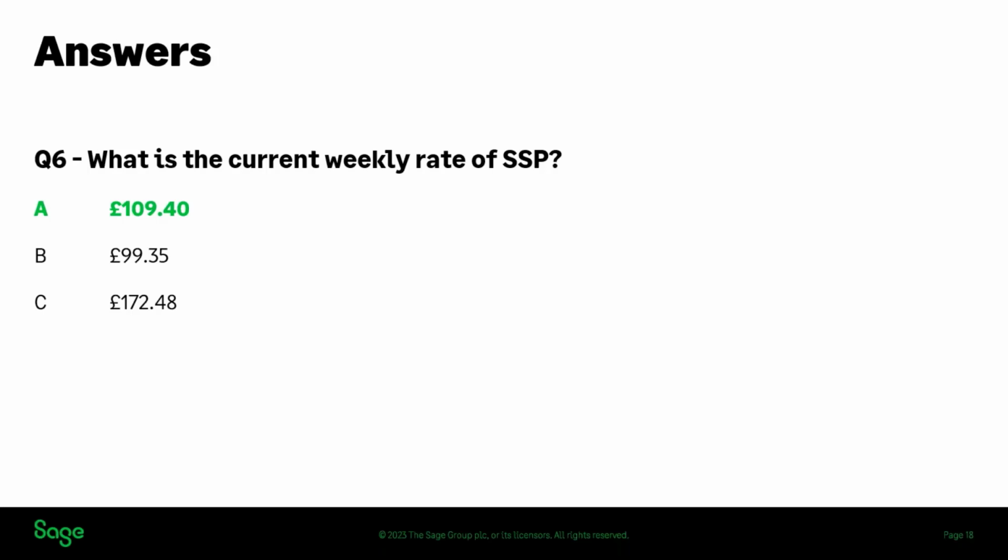I certainly can, and well done, 80% of you got that right. It's £109.40 per week for the 23 to 24 tax year. Answer B was last year's SSP rate, £99.35, and answer C is the standard rate for statutory parental payments, £172.48. So well done to those that said answer A.